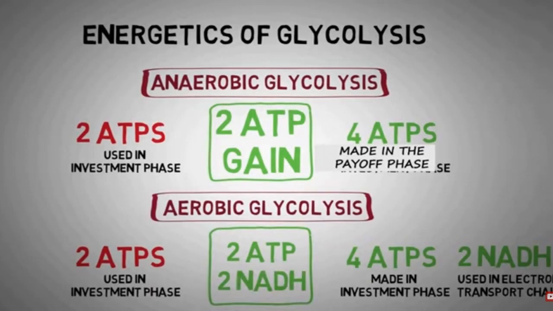Now we shall see the energetics of glycolysis. During anaerobic glycolysis, in the absence of oxygen, 2 ATPs are used in the investment phase and 4 ATPs are made in the payoff phase, which results in a 2 ATP gain. And in aerobic glycolysis, in the presence of oxygen, 2 ATPs are used in the investment phase and 4 ATPs are made in the payoff phase, and 2 NADH are used in the electron transport chain, which results in 2 ATPs and 2 NADH.